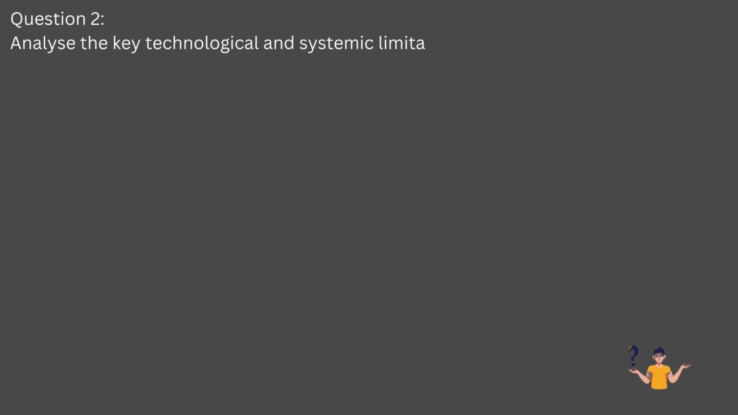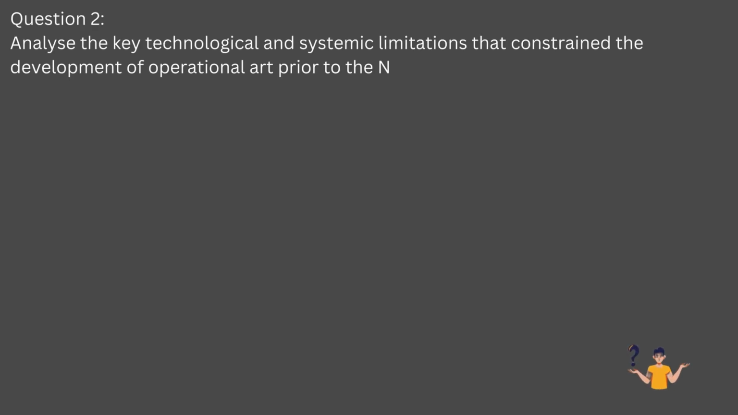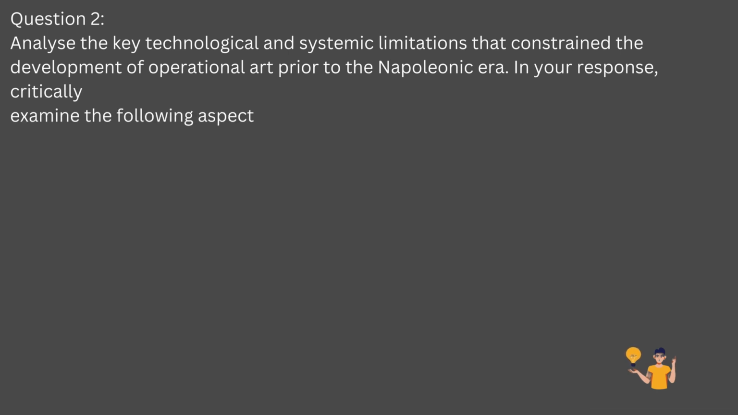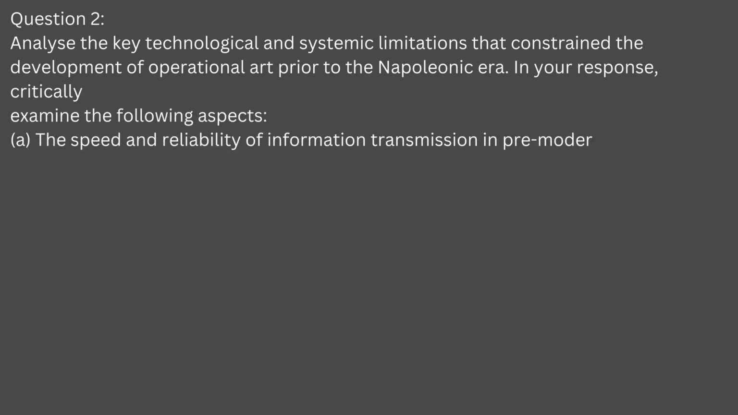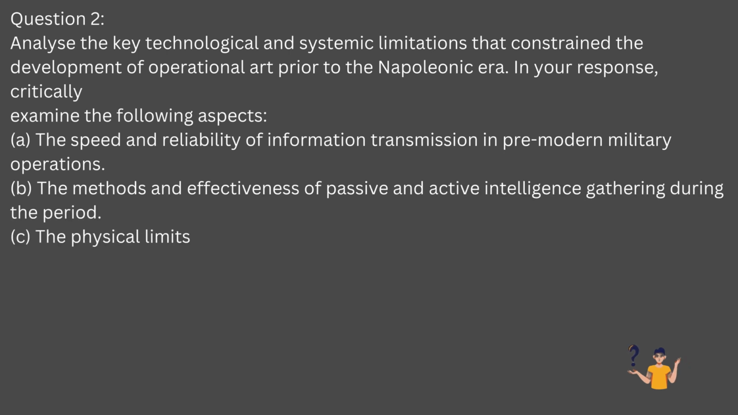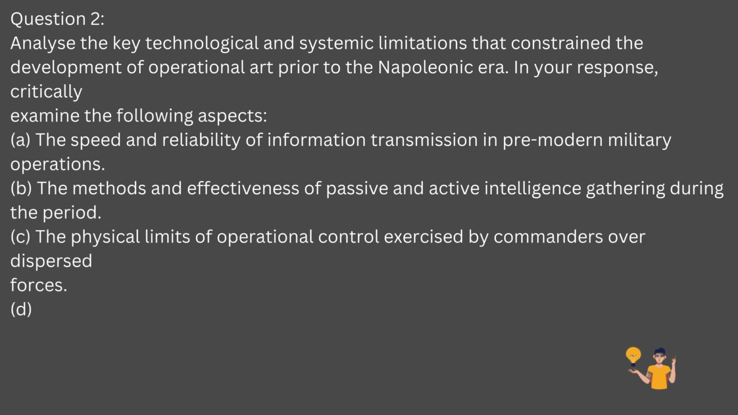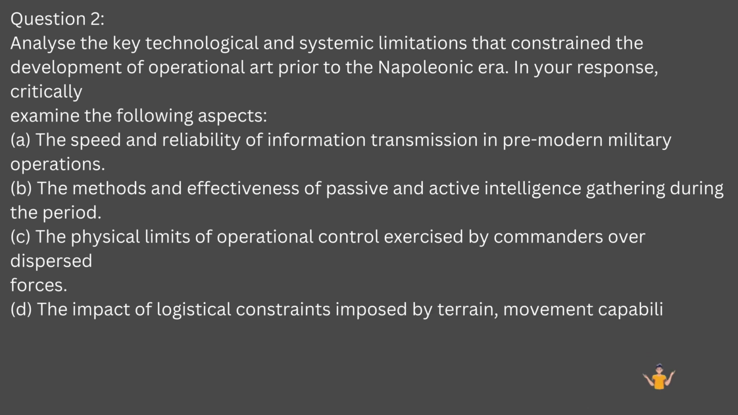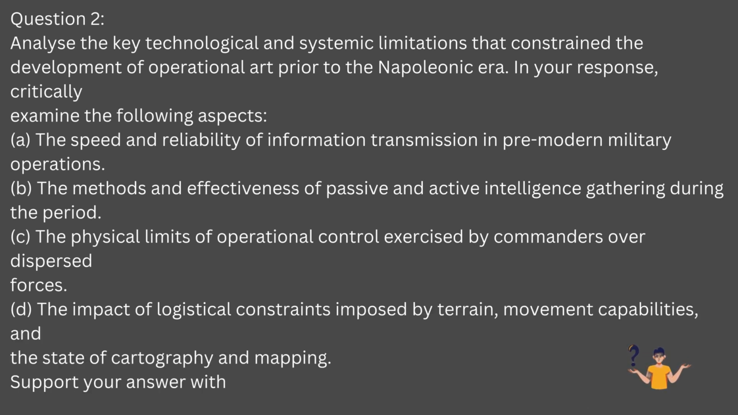Question 2 states: analyze the key technological and systemic limitations that constrain the development of operational art prior to the Napoleonic era. In your response, critically examine the following aspects. A. The speed and reliability of information transmission in pre-modern military operations.